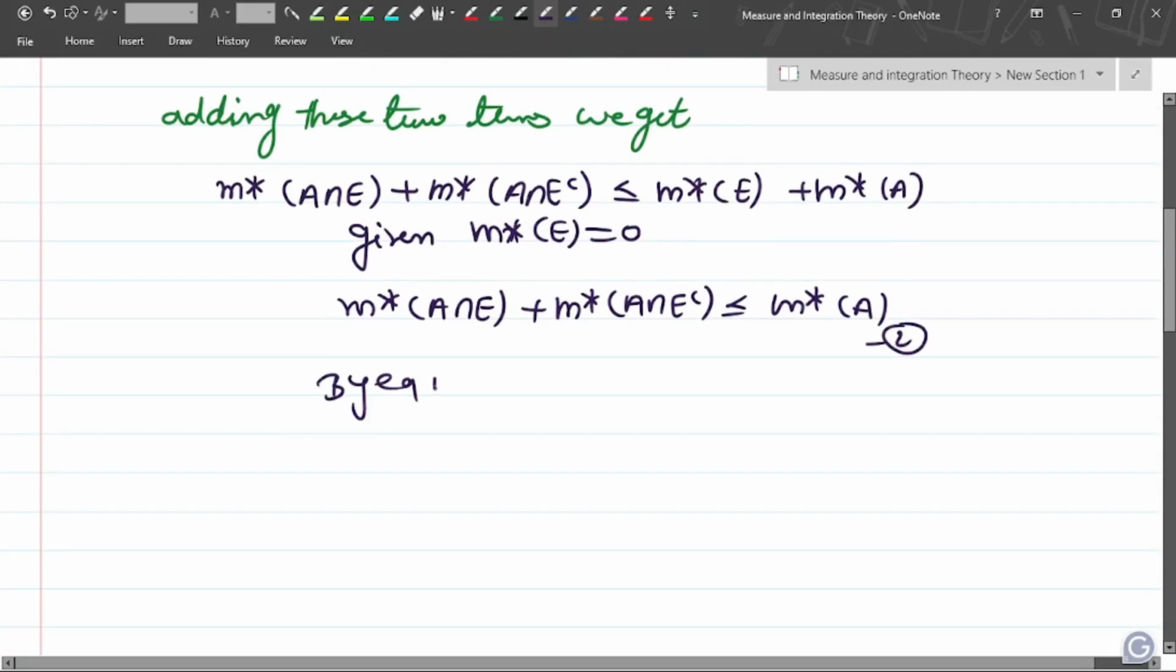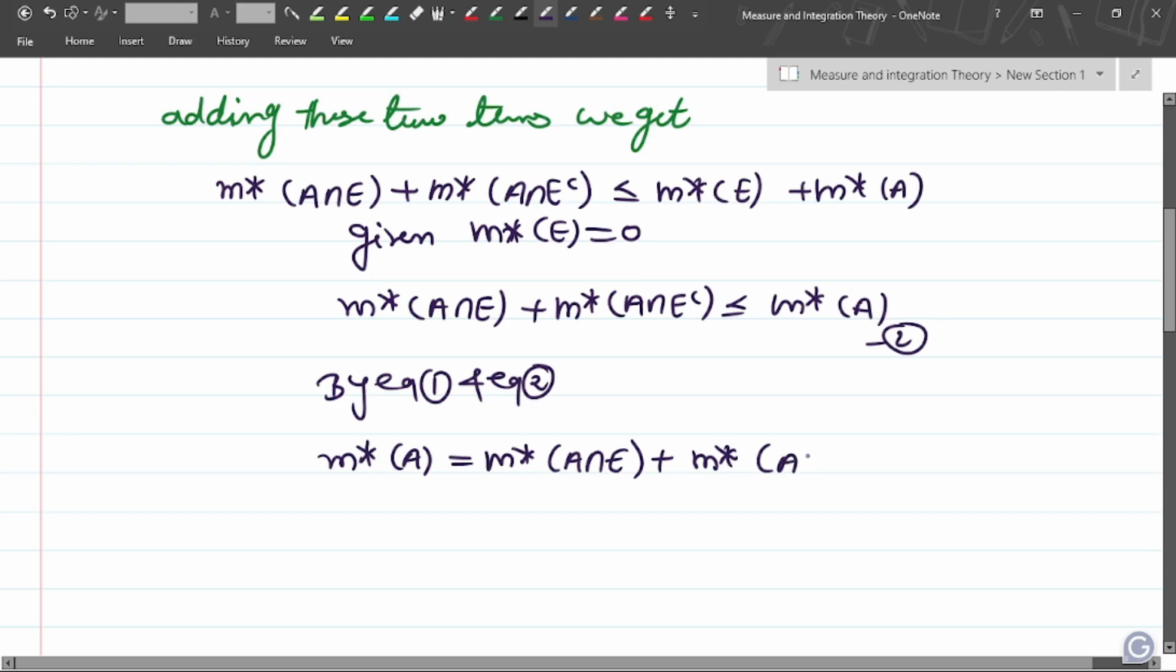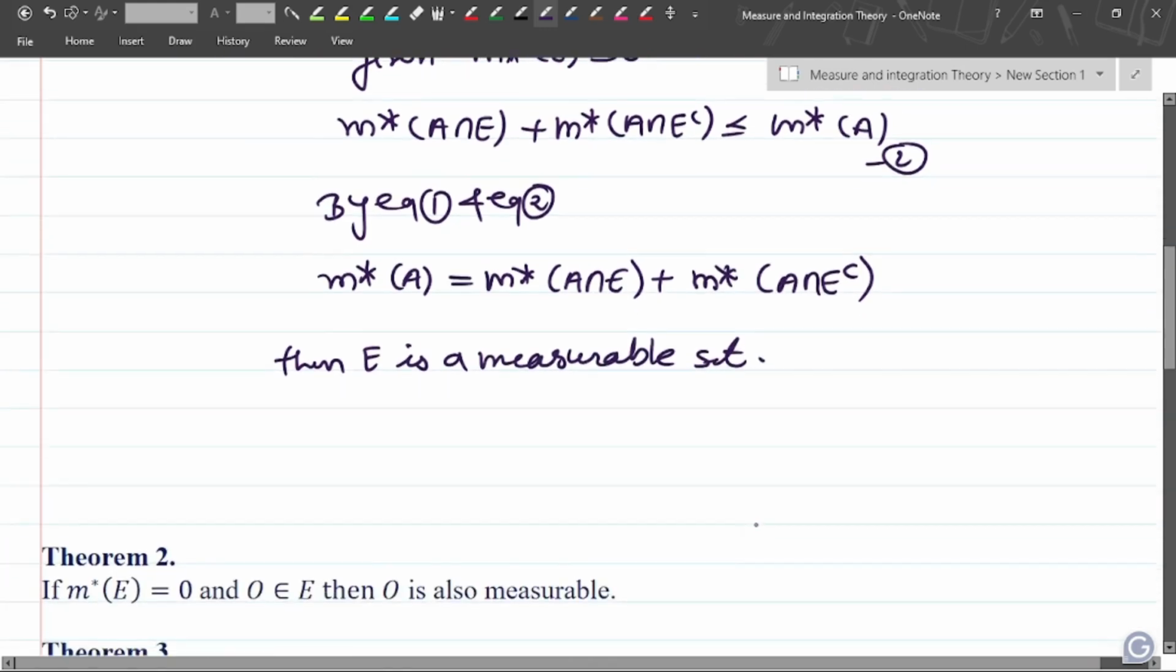Then by equation 1 and equation 2, the outer measure of A is equal to the outer measure of A intersection E plus the outer measure of A intersection E complement. Then E is a measurable set by the definition of measurability.